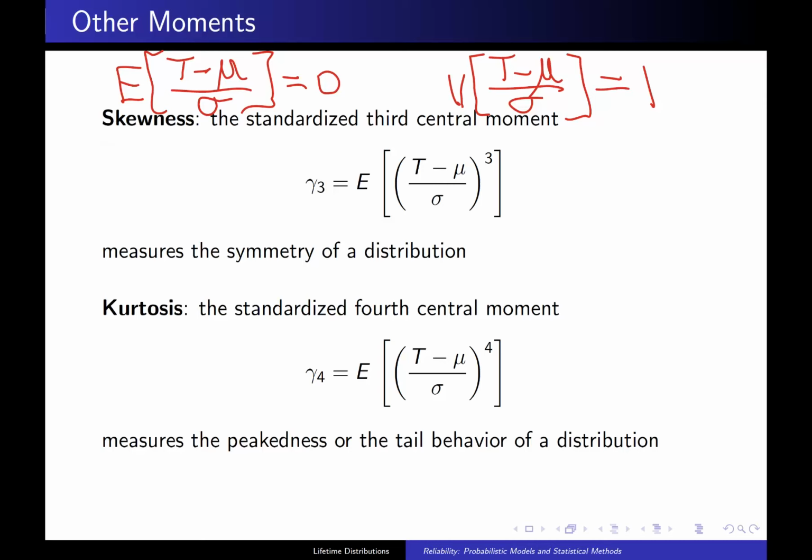So for the third standardized centralized moment, you get something known as the skewness. The skewness is a measure of the symmetry of a probability distribution.